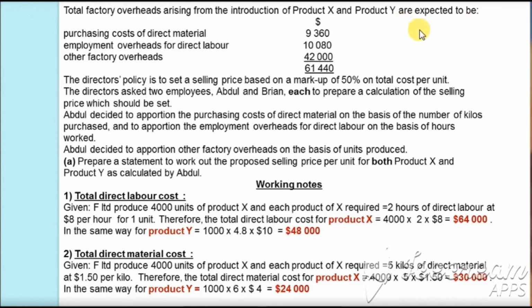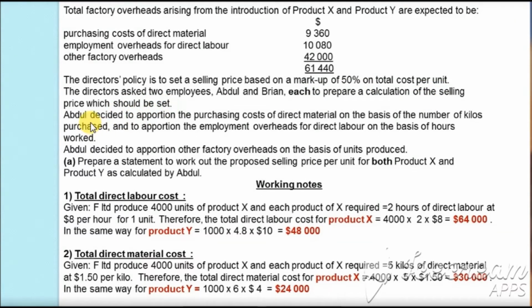Furthermore, it is stated that the total factory overheads arising from the introduction of product X and product Y are expected to be: purchasing cost of direct material $9,360, employment overhead for direct labor $10,080, other factory overheads $42,000. The director's policy is to set a selling price based on a markup of 50% on the total cost per unit. The director asked two employees, Abdul and Brian, each to prepare a calculation of the selling price which should be set.